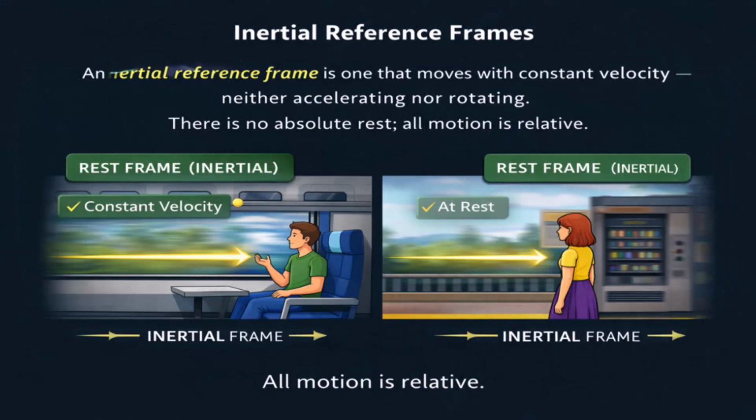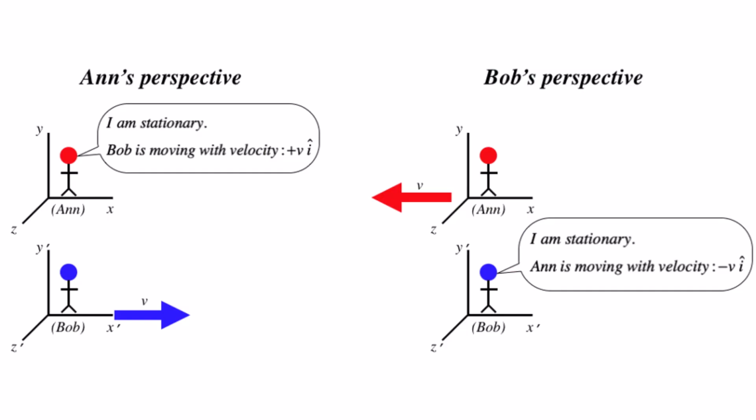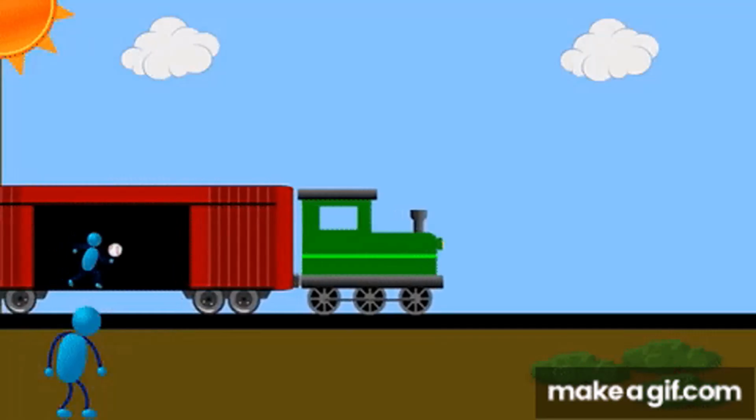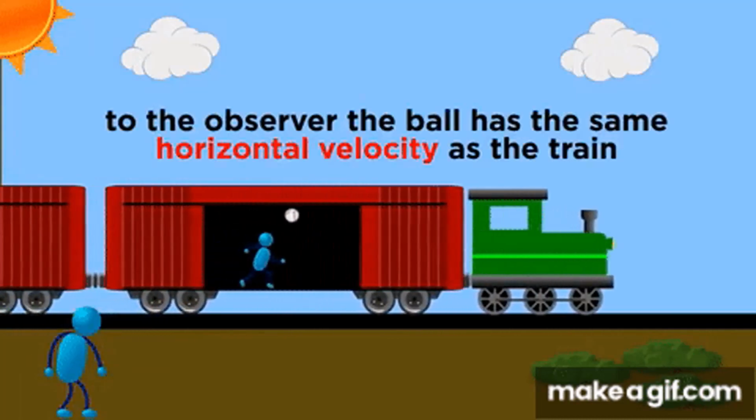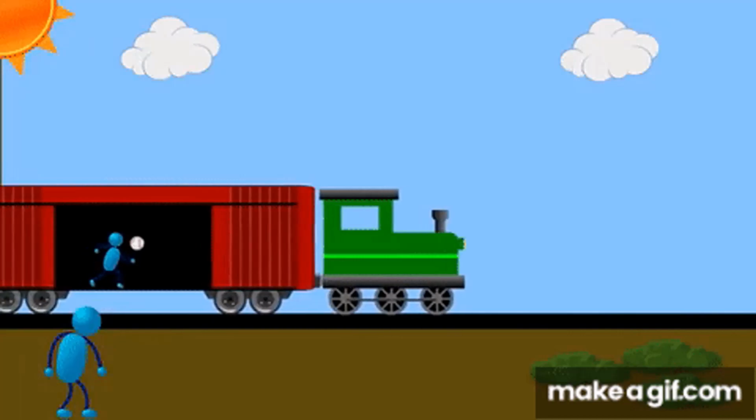Inertial reference frames. An inertial reference frame is one that moves with constant velocity, neither accelerating nor rotating. There is no absolute rest; all motion is relative. Bob is sitting inside a train moving at constant speed, and Anne is standing on the platform. To Anne, the train and Bob are moving forward, while to Bob, the platform and Anne are moving backward. This shows that motion is relative. There is no absolute rest. For example, a passenger sitting inside a moving train is at rest with respect to the train, but moving relative to an observer standing on the platform.